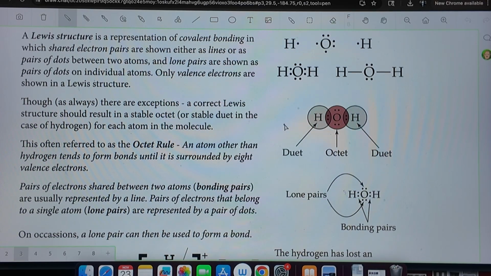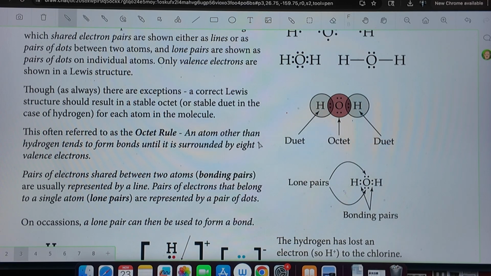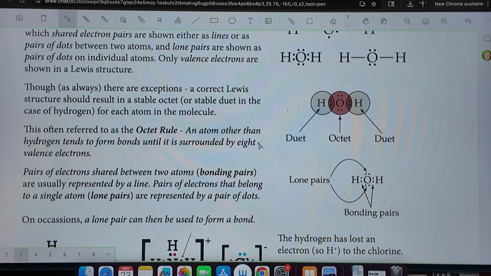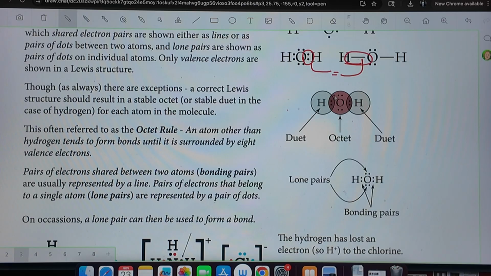The octet rule. A Lewis structure is a representation of covalent bonding in which shared electron pairs are shown either as lines or pairs of dots. So this pair of dots is the same thing, equal to this line. So those two are the same thing. Between two atoms, and lone pairs are shown as pairs of dots on individual atoms. So this is an example here of a lone pair, because they're alone and they're a pair. Get it?